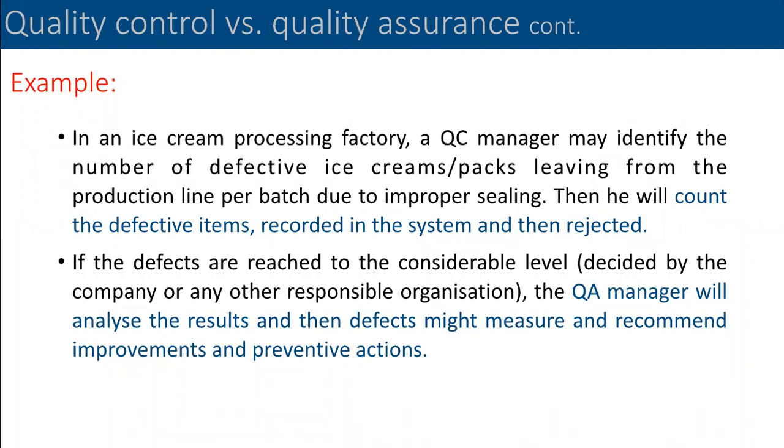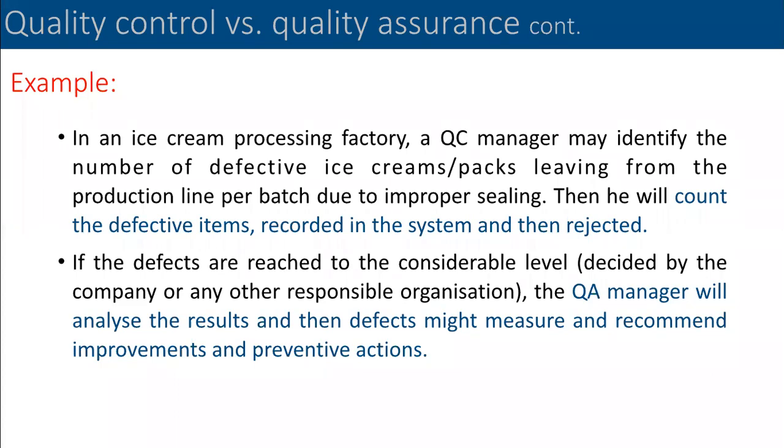If the defects are reached to the considerable level decided by the company or any other responsible organization, the quality assurance manager will analyze the results, and then defects might measure and recommend improvements and preventive action. So now you can identify the roles in quality assurance manager. What he is doing, he is going to compare this number of defects with the standards. If it is increasing for 1 or 2, 3 batches, then he is going to recommend improvements and preventive actions.